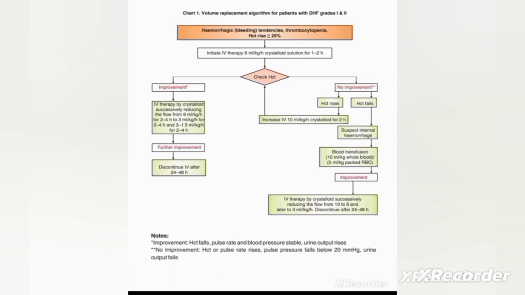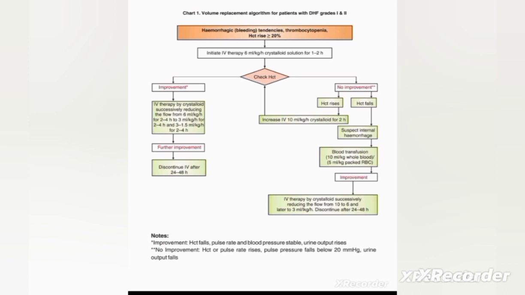If there is no improvement, we will increase the crystalloids. That means isotonic solutions: we will give NS and RL based on the patient's need. Especially, we start with 6 ml per kilogram per hour. Then if there is no improvement in hematocrit value, we will increase the dose to 10 ml per kilogram per hour. Then we will monitor the condition again.